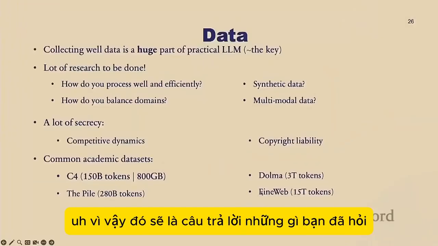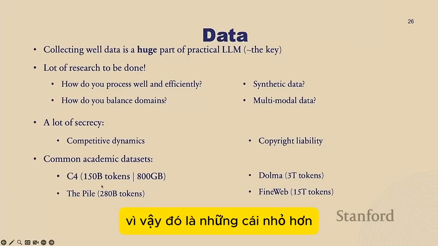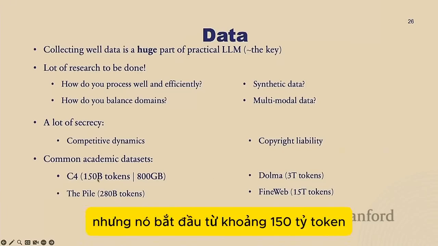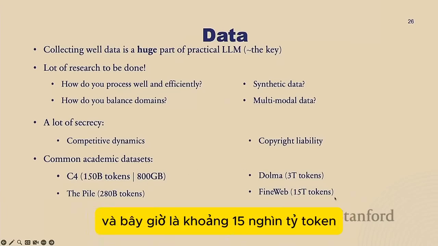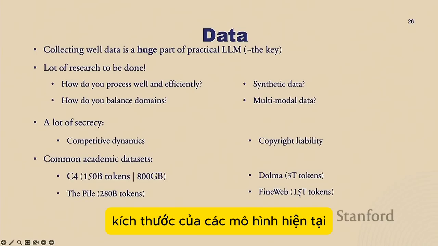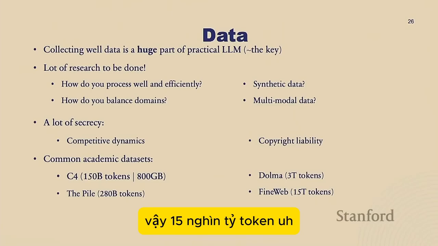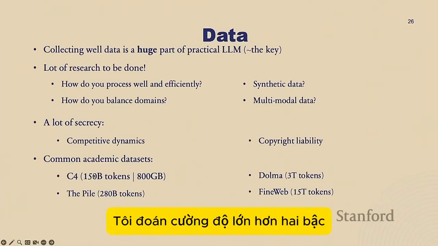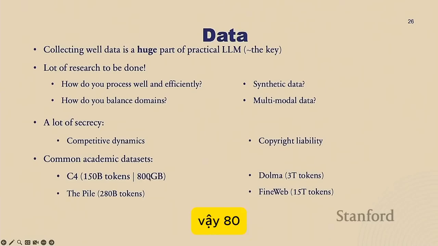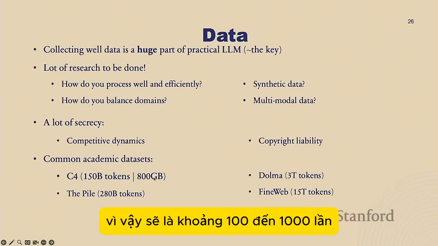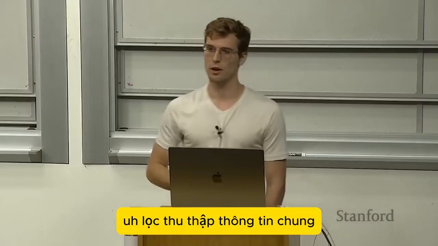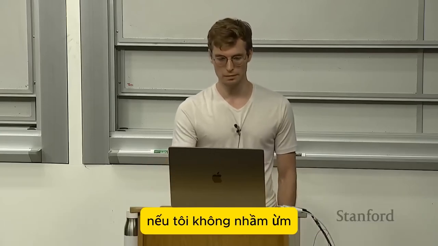So that will answer what you asked. Those are the smaller ones. The names are not that important, but it started from around 150 billion tokens, which is around 800 gigabytes of data. And now it's around 15 trillion tokens, which is also the size the best models are probably trained on right now. So 15 trillion tokens is probably two orders of magnitude bigger than that, so around 100 to 1,000 times filtering of the Common Crawl, if I'm not mistaken.